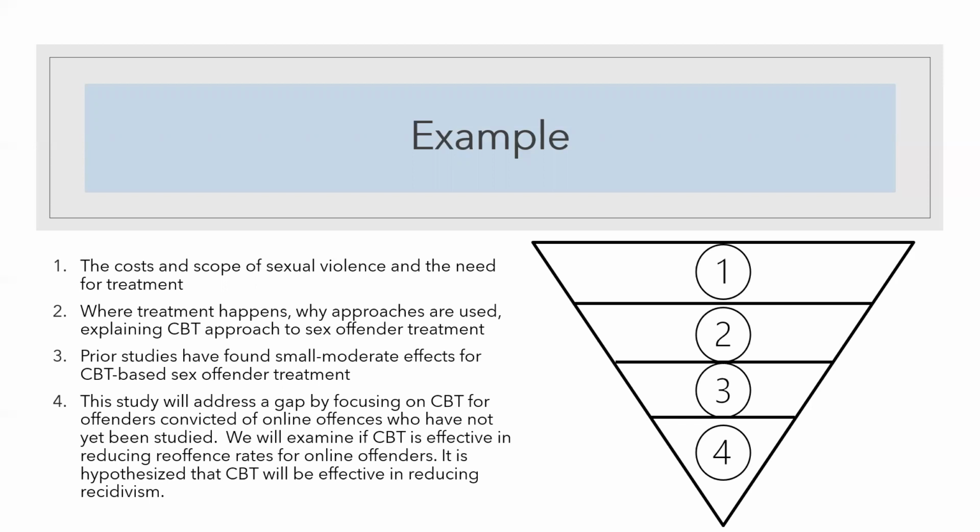And then right at the very end, you'd write something along the lines of, this study will address a gap by focusing on CPT for offenders convicted of online offenses who have not yet been studied. And the online offenses is maybe a portion of your study that makes it new, novel, filling a gap that hasn't been previously addressed. And then you might say something like, we will examine if CBT is effective in reducing reoffense rates for online offenders. It is hypothesized that CBT will be effective in reducing recidivism.